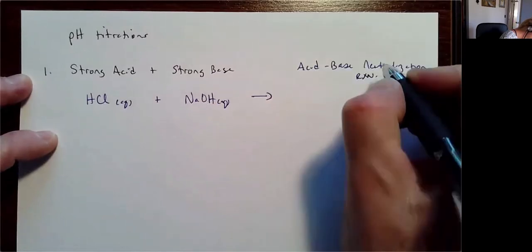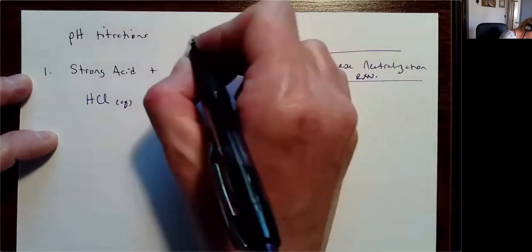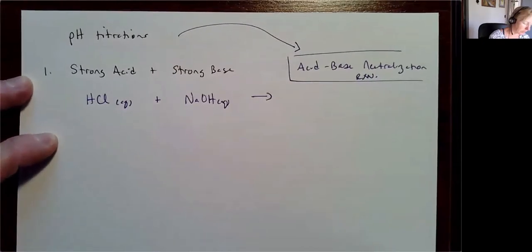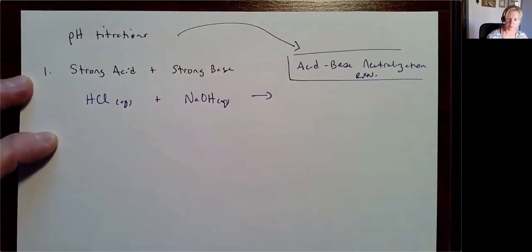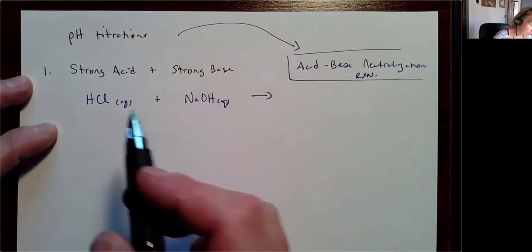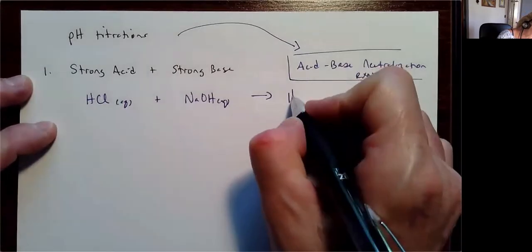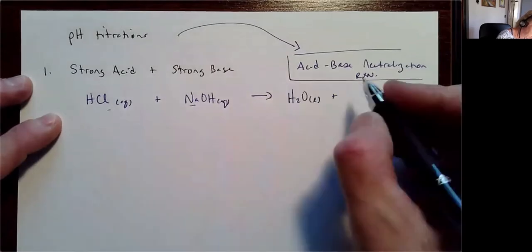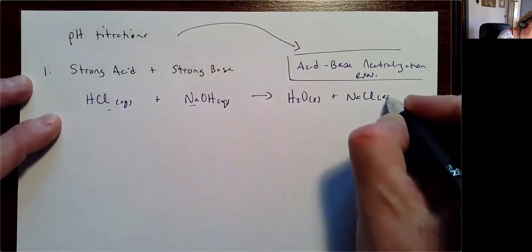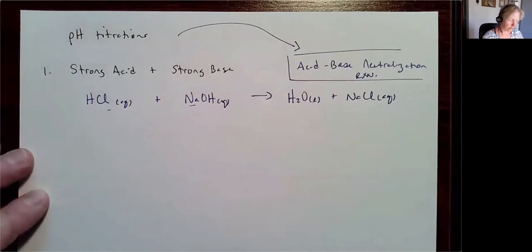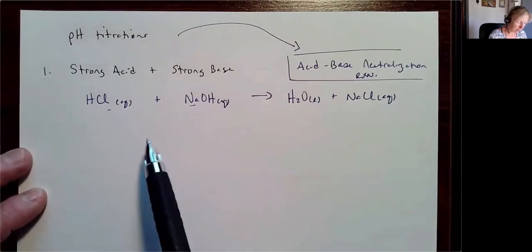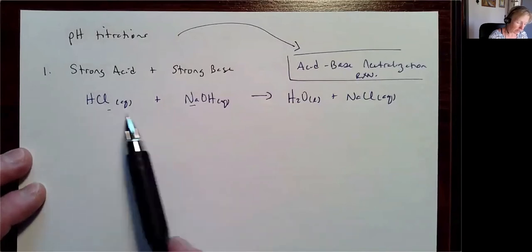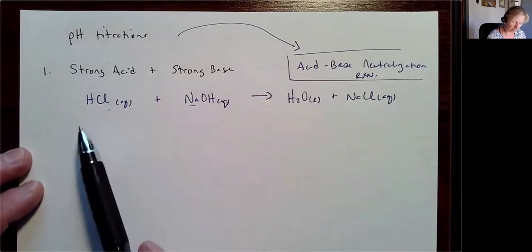So all of the reactions that we're going to talk about today, all of these pH titrations, are going to be acid-base neutralization reactions, where I'm neutralizing the acid or the base with its counterpart. If I have a strong acid and a strong base, my products are going to be water and my salt that's left, sodium chloride, which is soluble, so that's going to be an aqueous solution. So with a strong acid and strong base, at my equivalence point, I've reacted all of the acid. I've added in enough base to react all of the acid.